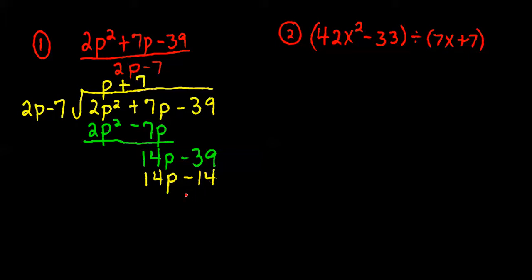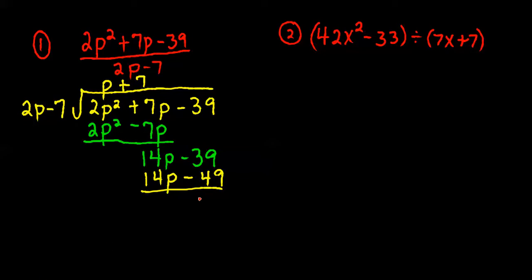Take a look here. Oh, but did I just say 14? Wow. I bet you're screaming on the other side. 7 times negative 7 is actually negative 49. Okay, there we go. So now I've got 14p minus 14p, that's 0. Negative 39 minus negative 49 is really negative 39 plus 49, which gives me a 10.